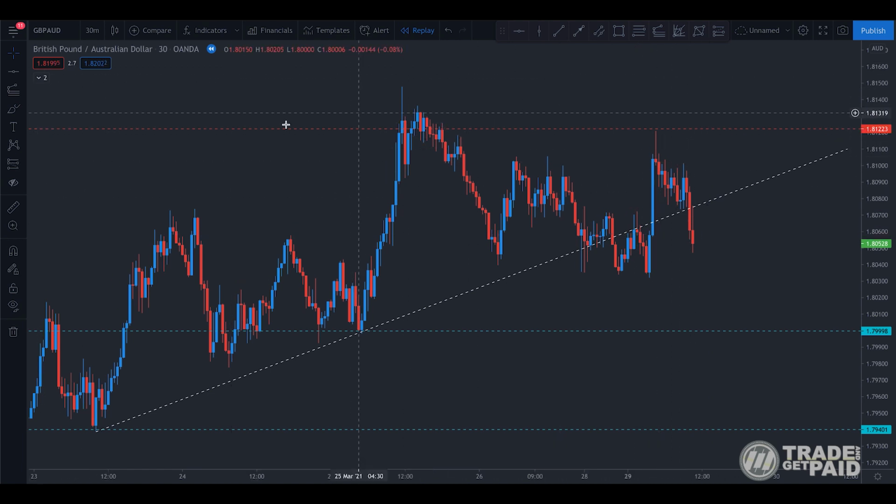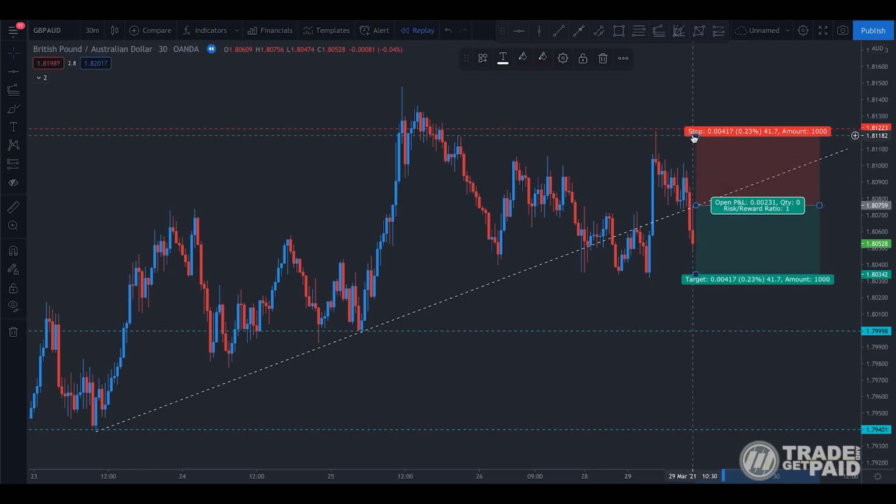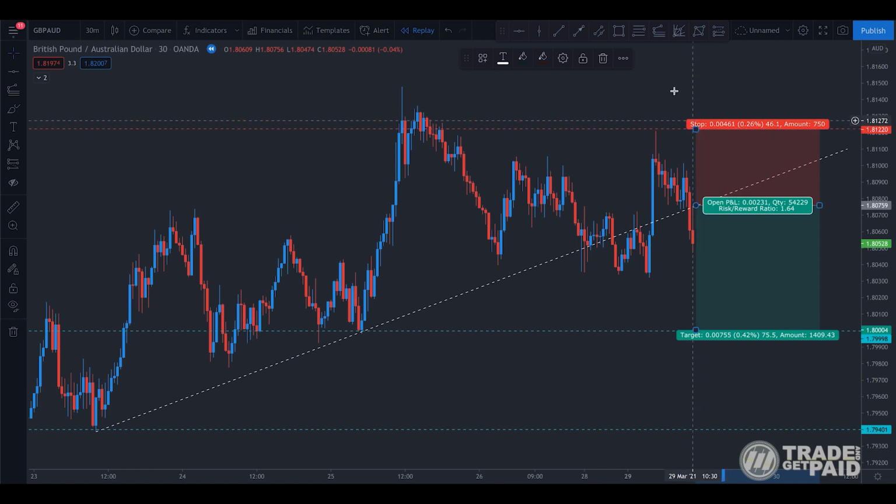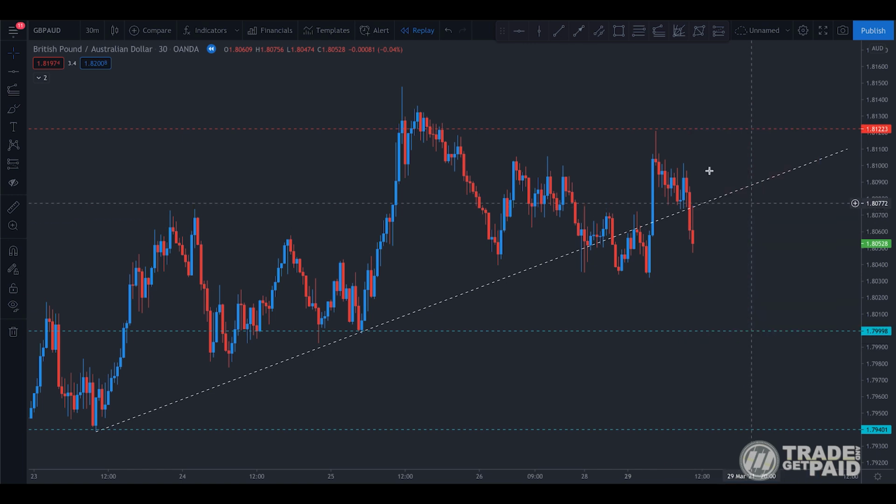So let's look at this with the measuring tool. We're going to use the short position tool right here just to give you a visual. From here to here, and from here to here. At this point, this shows us that we are looking really good. We have a 1 to 1.64, so we're better than 1.5. Good risk to reward, and we're happy.